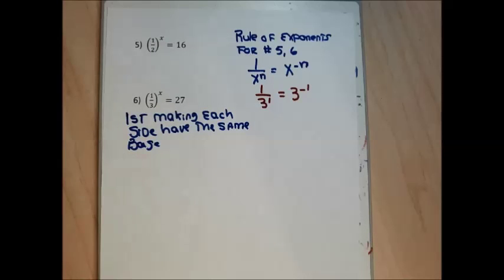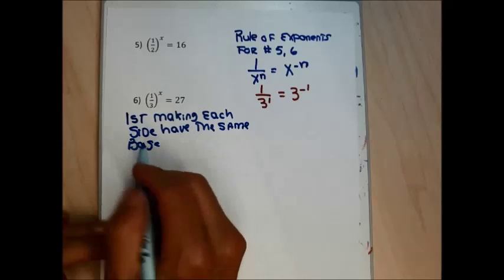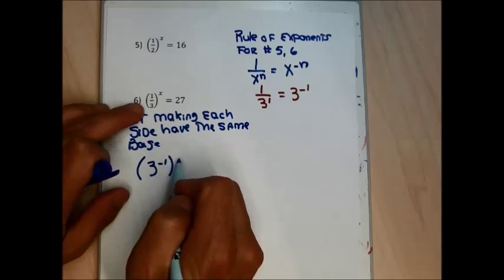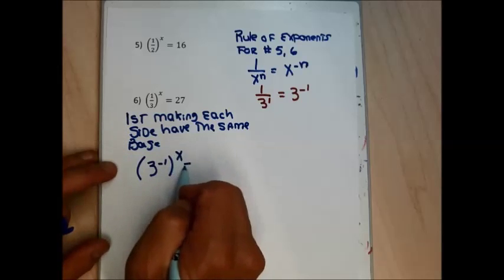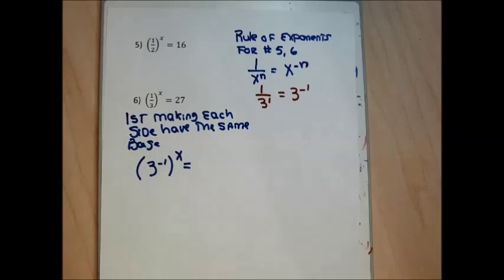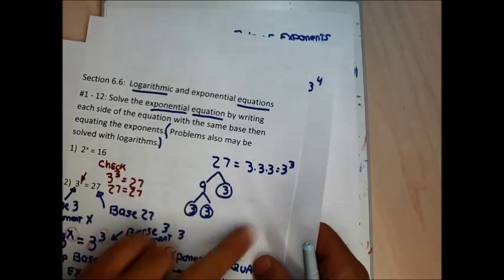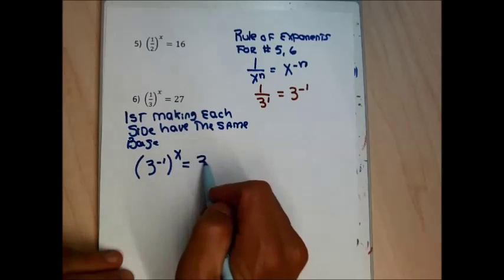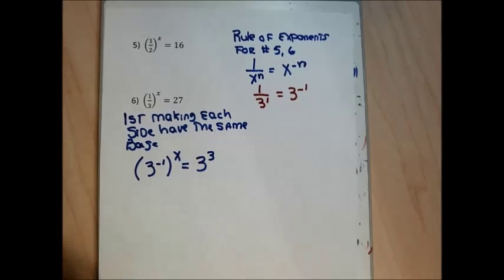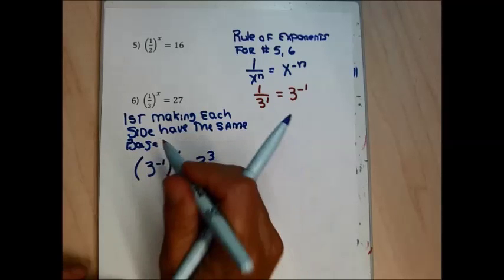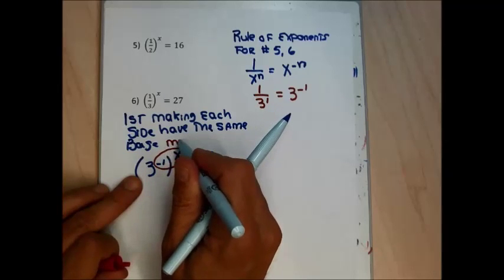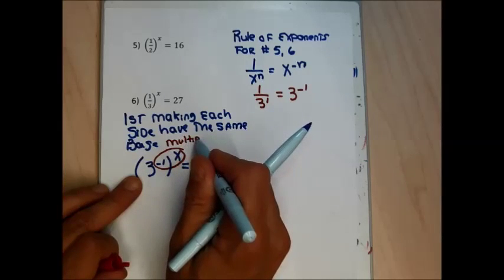So I'm going to rewrite the left-hand side so it doesn't have that fraction base. Inside the parentheses, I'm changing the 1/3 to 3 to the negative 1 power. On the right-hand side, I'm going to change the 27 to 3 cubed, and I already figured out that 27 was 3 cubed, so I'm not going to do that prime factor tree again because I have that at my fingertips. Now both sides have the same base, but the left side has parentheses, and to clear these parentheses, when you have one base that has two exponents that apply to it, you have to multiply the exponents.